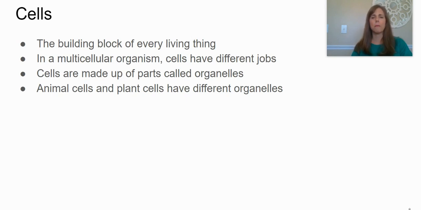They are the building block of every living thing. In a multicellular organism, like you or me or a plant, something made up of multiple cells, every cell has an individual job. And cells are made up of parts called organelles. And those little organelles within the cell have a job to do. And the animal cells and plant cells have some organelles that are the same and some that are different.